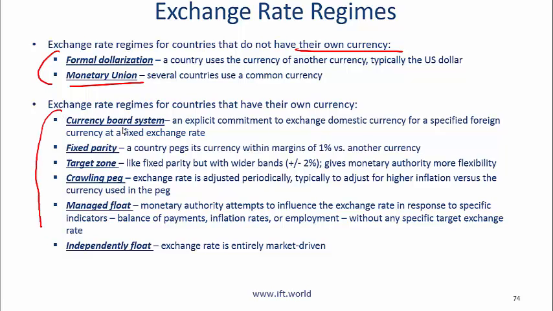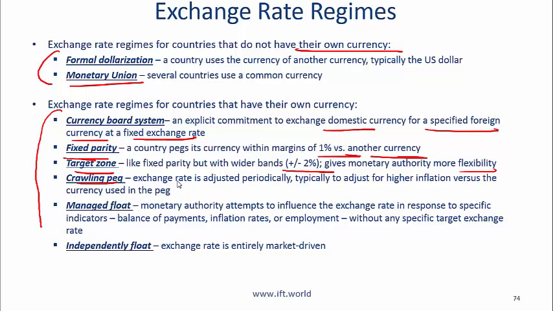A currency board system is as close as it gets to a fixed rate system. So there is an explicit legislative commitment to exchange domestic currency for a specified foreign currency at a fixed exchange rate. Fixed parity means a country pegs its currency within margins of 1% versus another country. With fixed parity, there isn't a legislative commitment. Target zone is like fixed parity but wider bands, which gives monetary authority more flexibility.